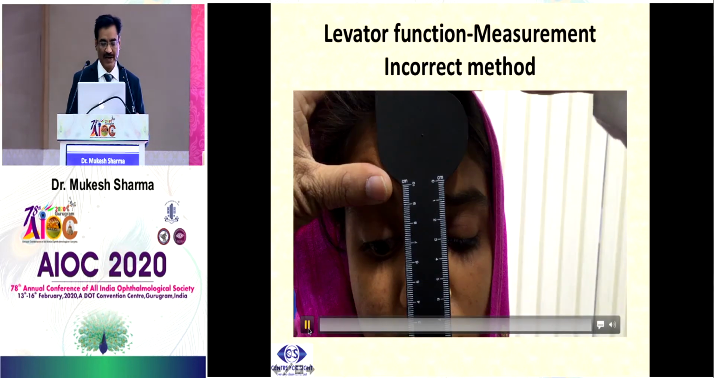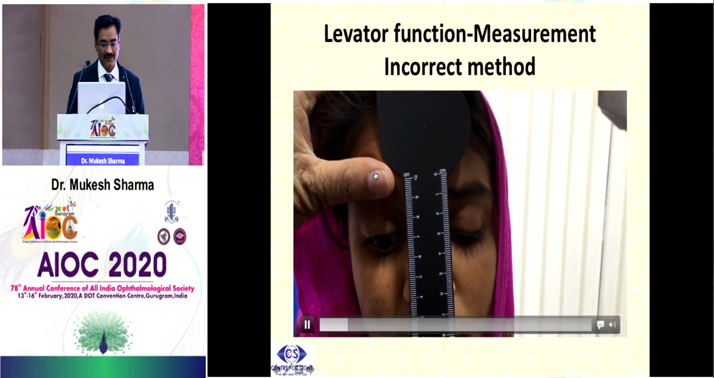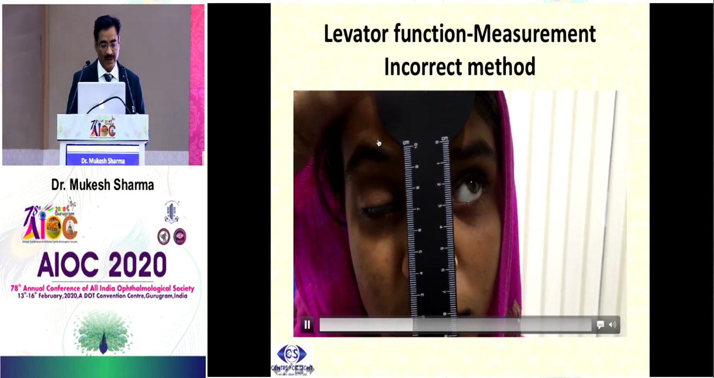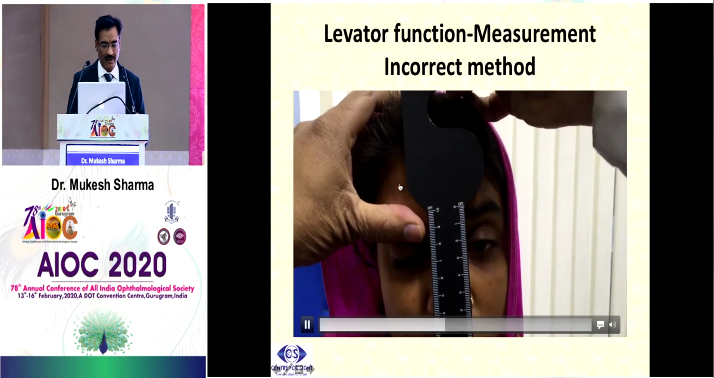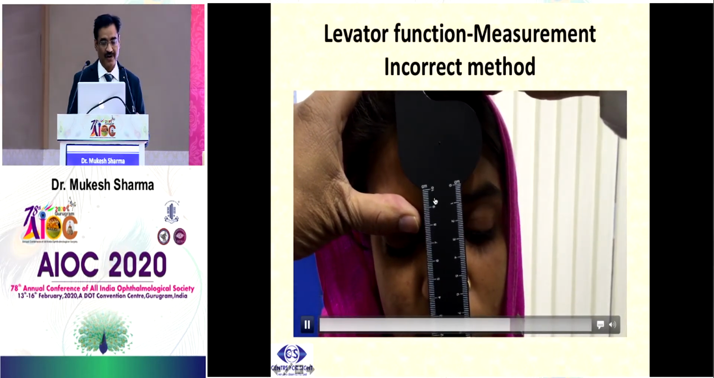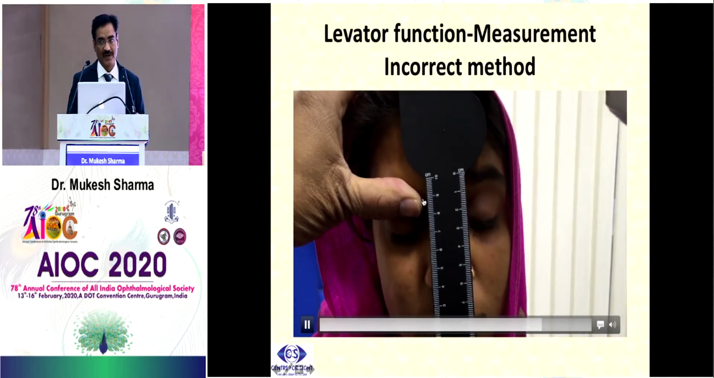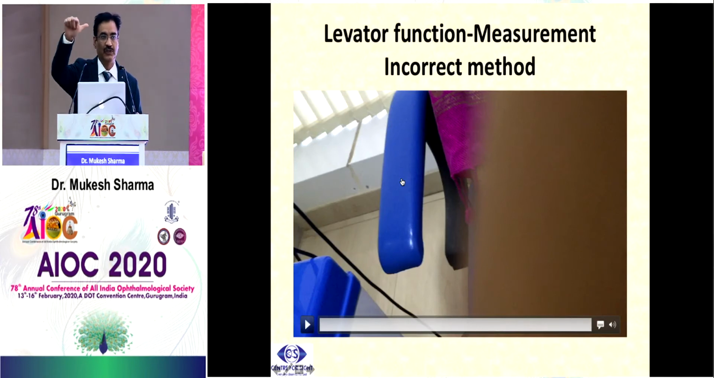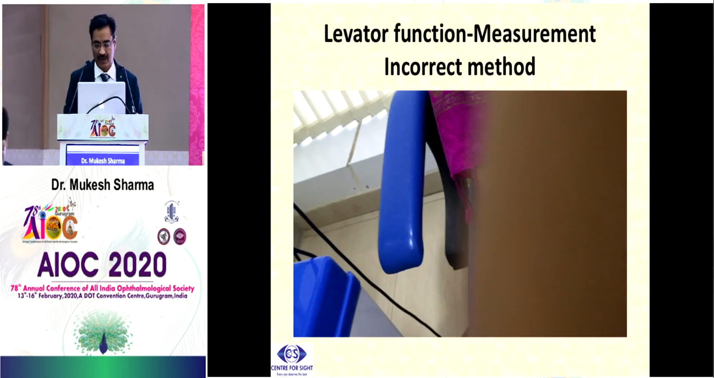Incorrect way of doing it is, now see, the observer is pulling the brow up, and this will give you an incorrect measurement. Here the observer is pushing the brow down while checking the levator action. So again you will get an erroneous measurement. So remember, your thumb should directly press over the brow. It should not pull it up, it should not push it down.